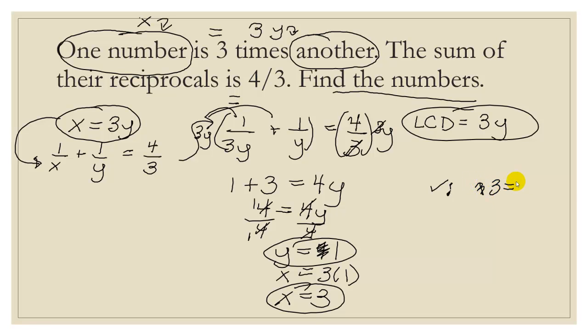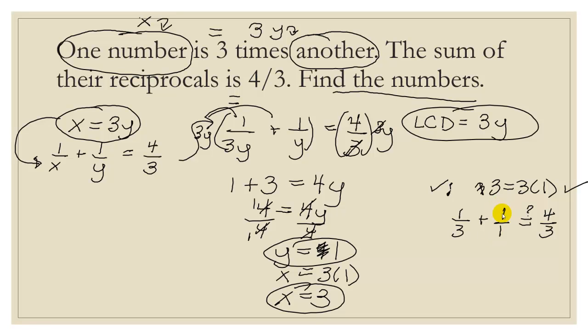3 is 3 times 1. So that works. It's 3 times the first one. For our second part, it said the sum of the reciprocals is 4/3. Well, the reciprocal of 3 is 1/3, and the reciprocal of 1 is actually just 1, or we can write it as 1 over 1 if we like. And this has to be equal to 4/3.